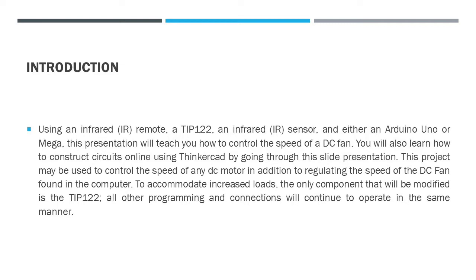This project may be used to control the speed of any DC motor, in addition to regulating the speed of the DC fan found in the computer. To accommodate increased loads, the only component that will be modified is the TIP122. All other programming and connections will continue to operate in the same manner.